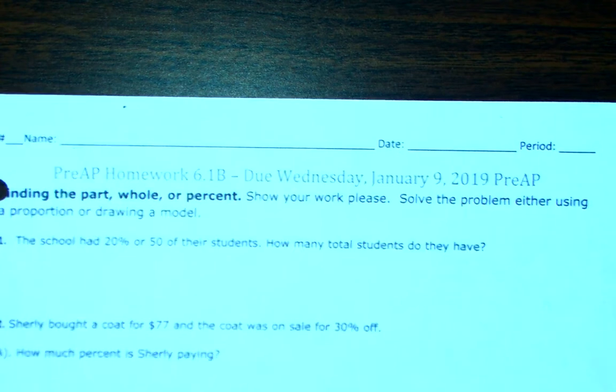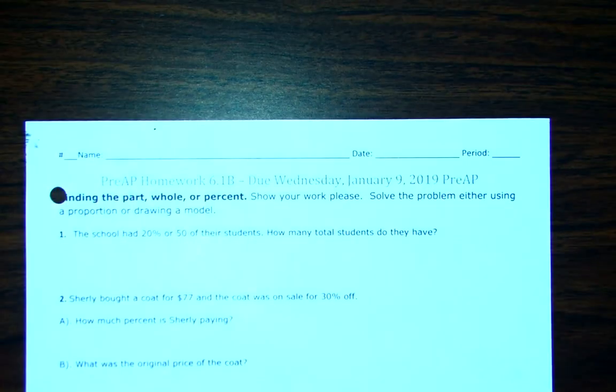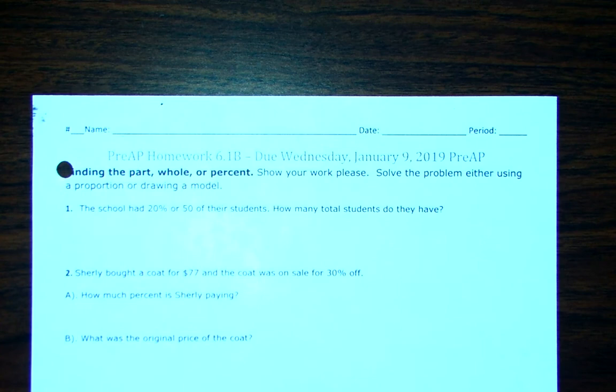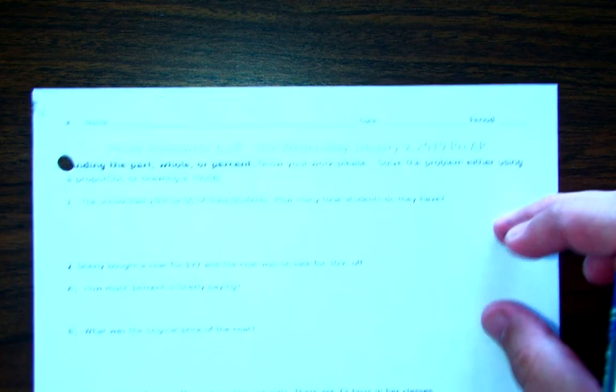Alright, so homework 6.1b, this is for PreAP students. Remember, we are finding either the parts, the whole, or the percent. On this video, I'm just going to be setting up. There might be a couple that I'll solve, but most of these, I'm just going to be setting them up. Your job is to solve them. Okay? So, let's go ahead and look at number 1.